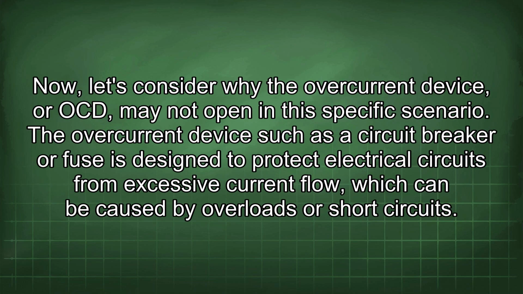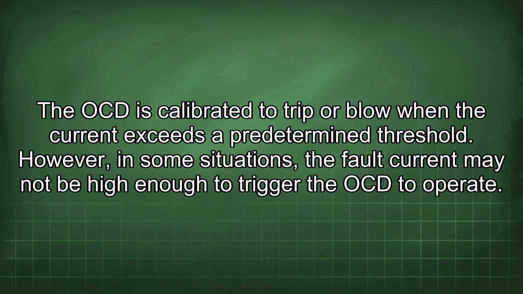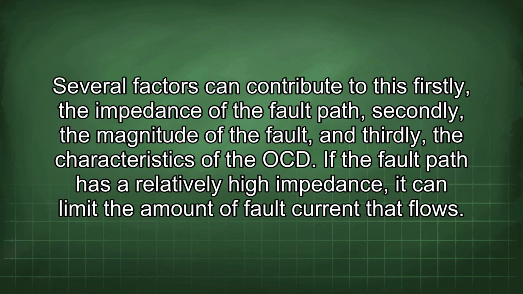Now let's consider why the overcurrent device, or OCD, may not open in this specific scenario. The overcurrent device, such as a circuit breaker or fuse, is designed to protect electrical circuits from excessive current flow, which can be caused by overloads or short circuits. The OCD is calibrated to trip or blow when the current exceeds a predetermined threshold. However, in some situations, the fault current may not be high enough to trigger the OCD to operate. Several factors can contribute to this. Firstly, the impedance of the fault path, secondly, the magnitude of the fault, and thirdly, the characteristics of the OCD.